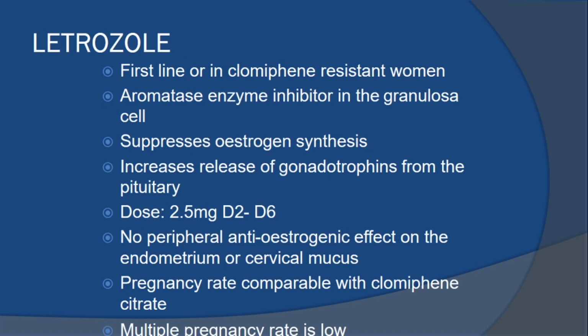The second drug we talk about is letrozole. It's first-line therapy in clomiphene-resistant women. It's an aromatase enzyme inhibitor in the granulosa cell. It suppresses estrogen synthesis and increases release of gonadotropin from the pituitary. It's usually given as a dose of 2.5 milligrams from day 2 to 6 of the cycle. Advantage of letrozole is that it has no peripheral anti-estrogenic effect on the endometrium or the cervical mucus. Pregnancy rate is comparable with clomiphene. Multiple pregnancy rate is very low.